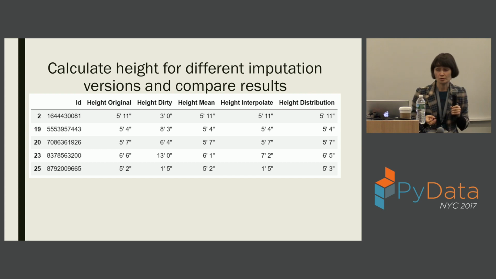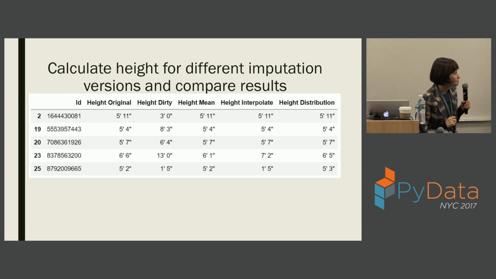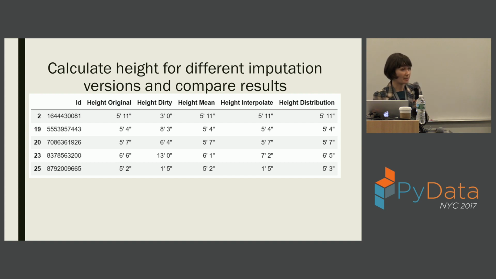A lot of people use the mean, but it's not necessarily the best choice. A lot of people also use interpolation, but you can see in this example that it's not really performing as well as some other methods. For example, the 1.5 problem, the interpolation didn't fix it. It's not necessarily a bad method altogether, but you need to be careful when deciding which one to use.